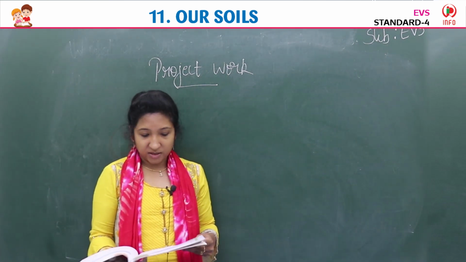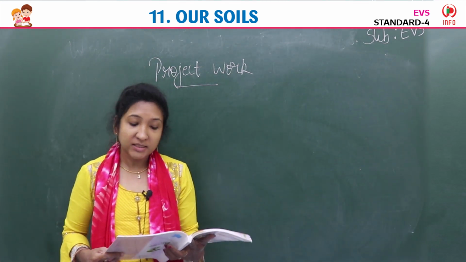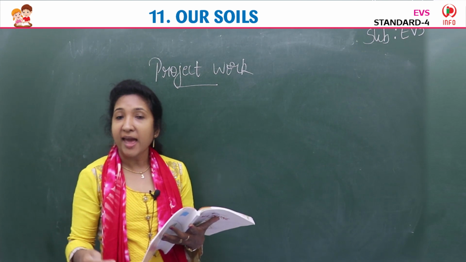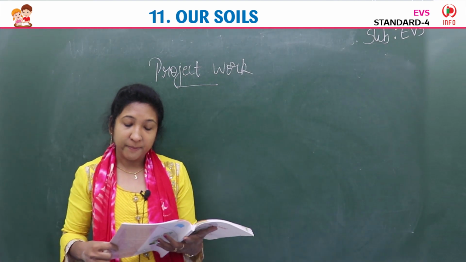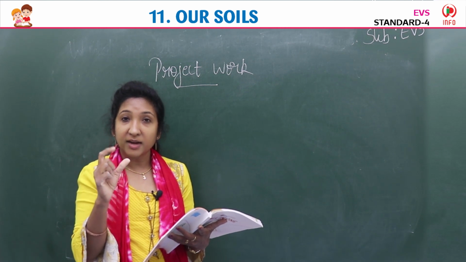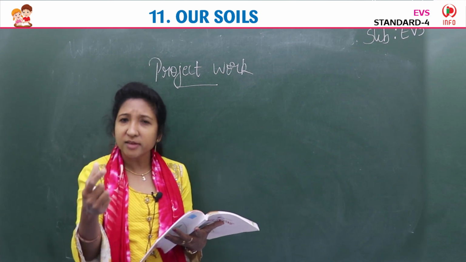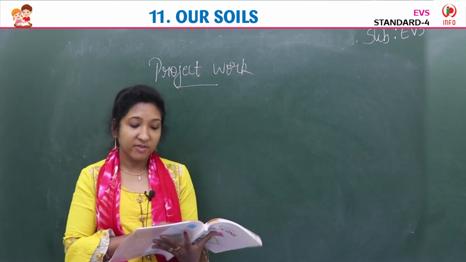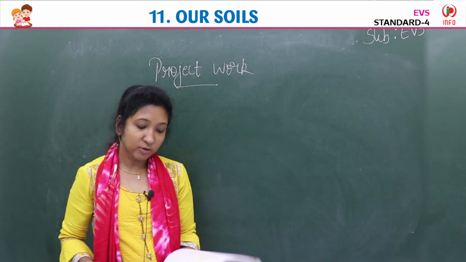Okay, that's the first project given. And the second one is form groups and collect soil samples from different places. In your class, form different groups and each group go and collect samples of different types of soil. Observe the color. Some soils are brown, some are light yellow, like that. Try to collect two or three types. Then observe its color, size and components of the soil and record all these observations in your notebook. Okay, so try to do that.